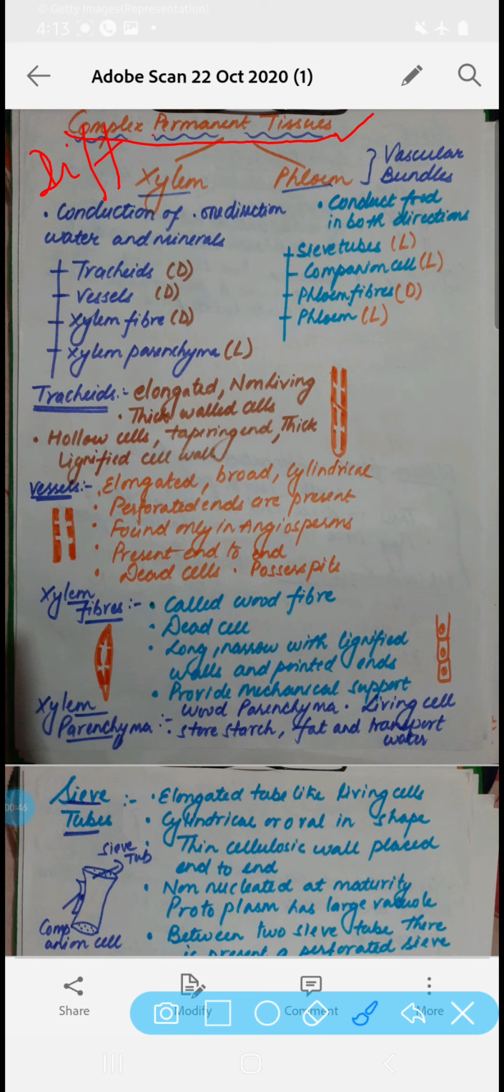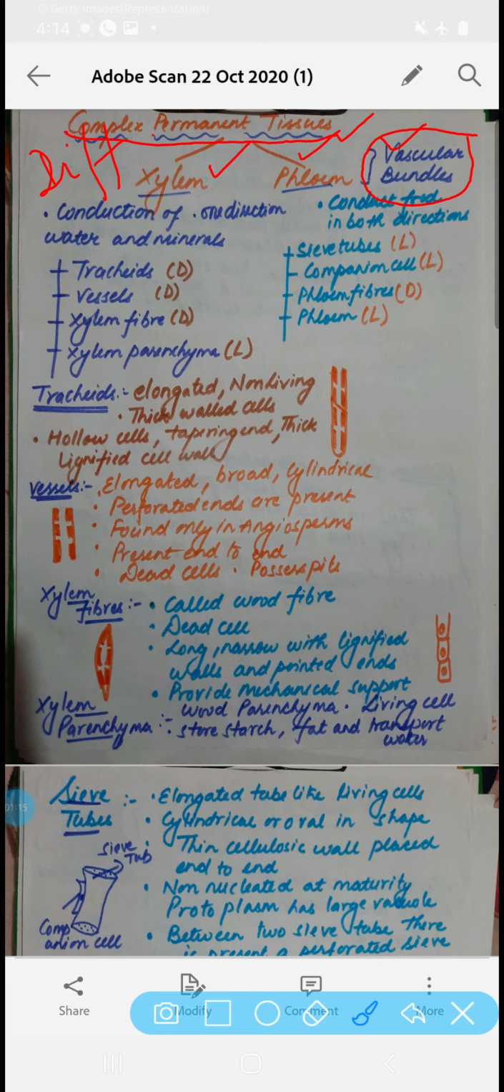So these complex permanent tissues are further of two types, that is xylem and phloem. And xylem and phloem together combine to form the vascular bundle, or we can say the vascular tissue. So complex permanent tissue can also be named as vascular bundles or vascular tissues. Now let us begin with the xylem.